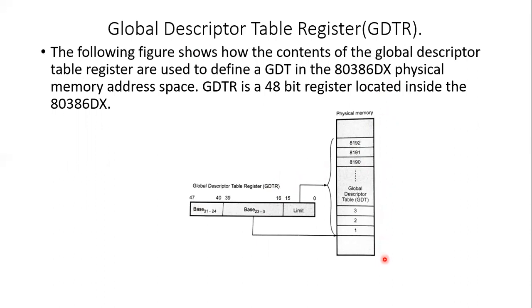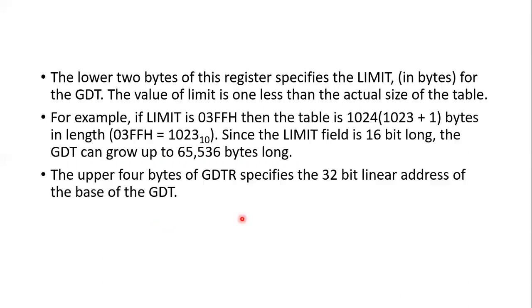The GDTR is a 48-bit register. If anyone asks you how many bits the register is, it is a 48-bit register that is located inside the 8086 DX. Do remember, over here it is given 0 to 47. So what is the length of the register? It is 48 bits. Similarly, now see the next point.